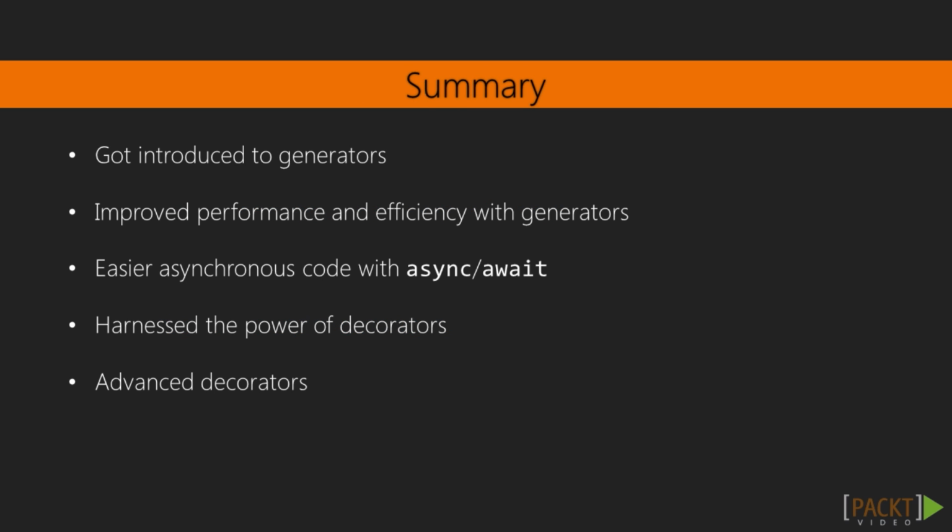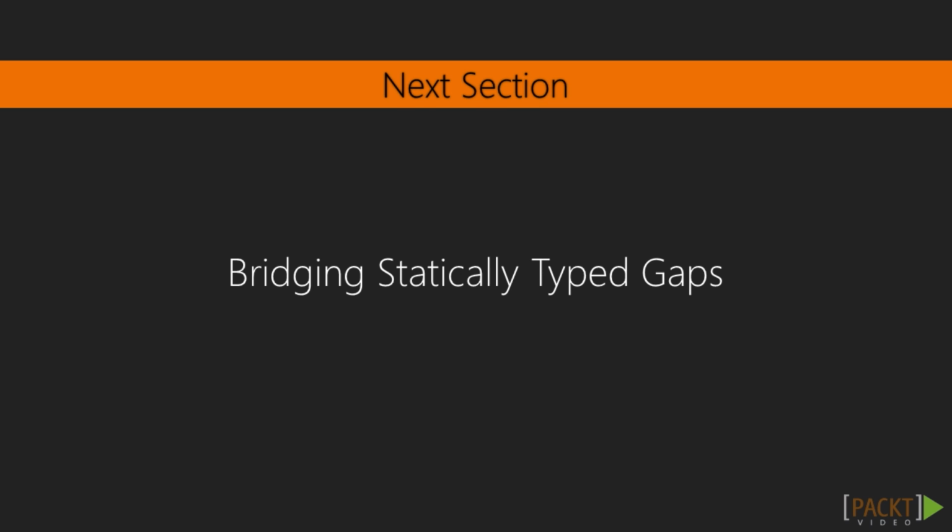In this section, we have looked into using some advanced ES6 and ES7 features. We looked at how generators work, improving the performance and efficiency of our application by using generators, writing easier to work with asynchronous code with async and await, an introduction to using decorators, and then this last video on providing parameters to a decorator. In the next section, we're going to look at bridging statically typed gaps.